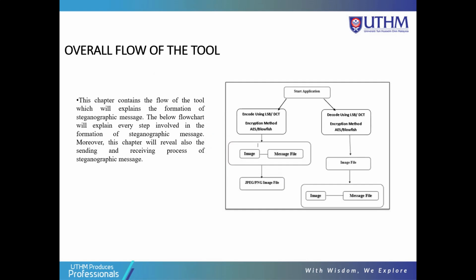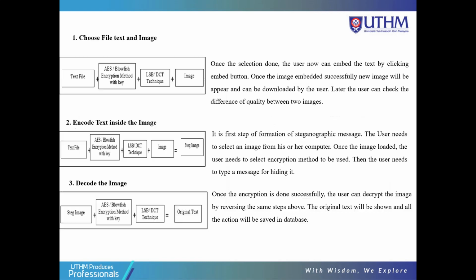The overall flow of the tool is as follows. First, the application is started by the user. The user chooses the encode button, selects the image, and encodes using the LSB or DCT method. The user chooses the encryption method, AES or Blowfish. A new image will be created with the hidden text. For the decoding part, the user chooses the image and enters the key. The secret message will be shown once the secret key is correctly entered. The overall flow will be explained further.